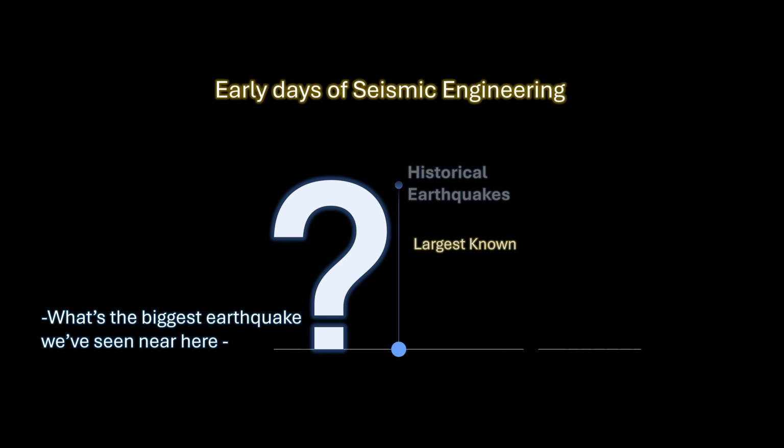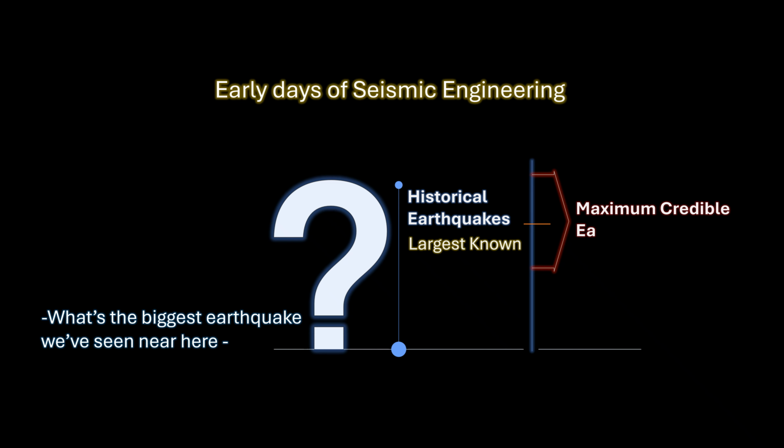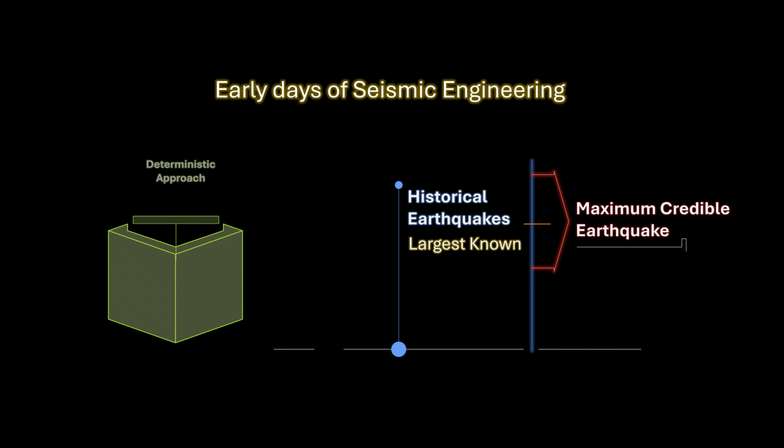In the early days of seismic engineering, building design was based on a simple but serious question: what's the biggest earthquake we've seen near here? Engineers used the largest known historical earthquakes or the worst-case scenario from nearby faults, which was known as the maximum credible earthquake, to define how much shaking a building should withstand. This approach is deterministic, and it treated the ground motion as a fixed, single-event scenario.